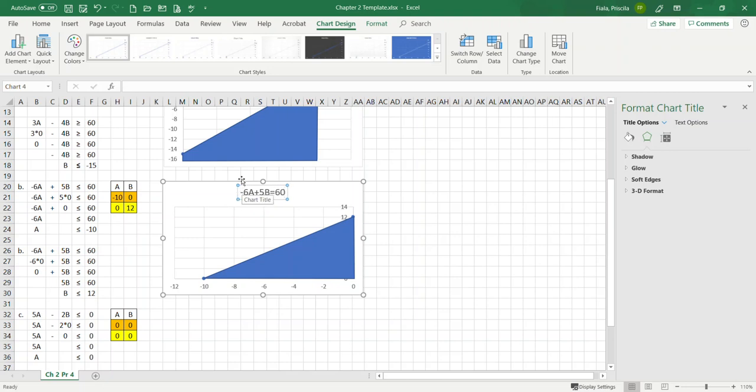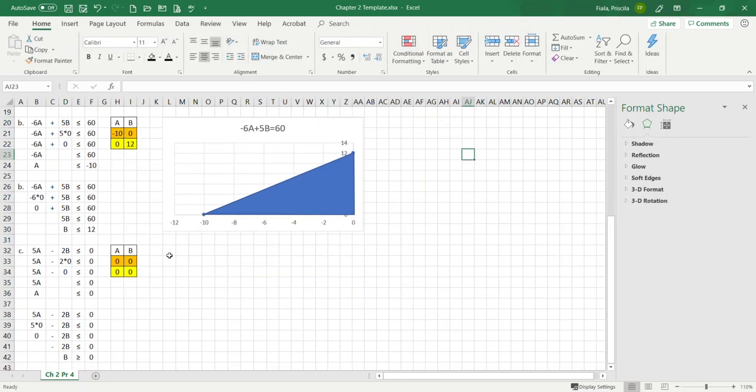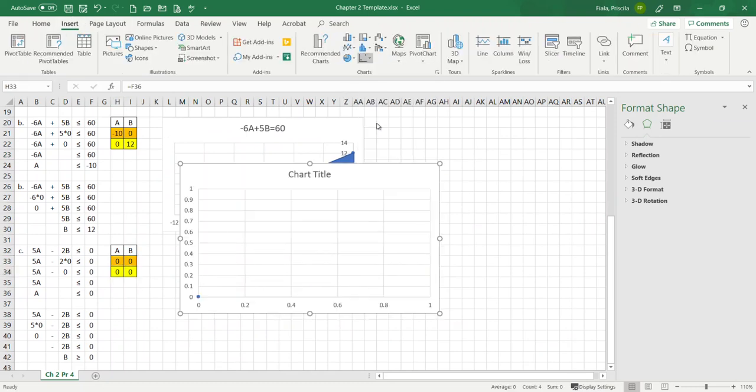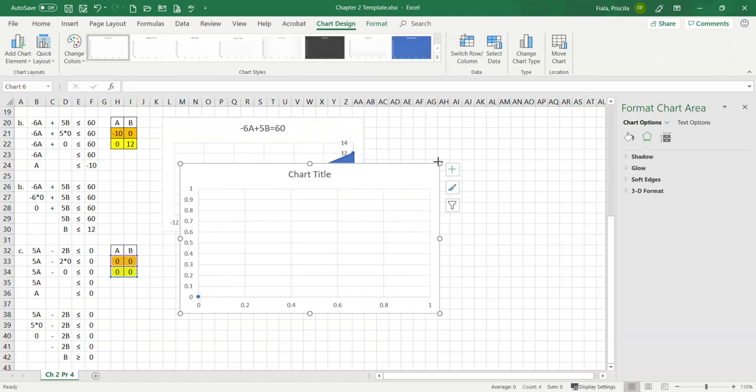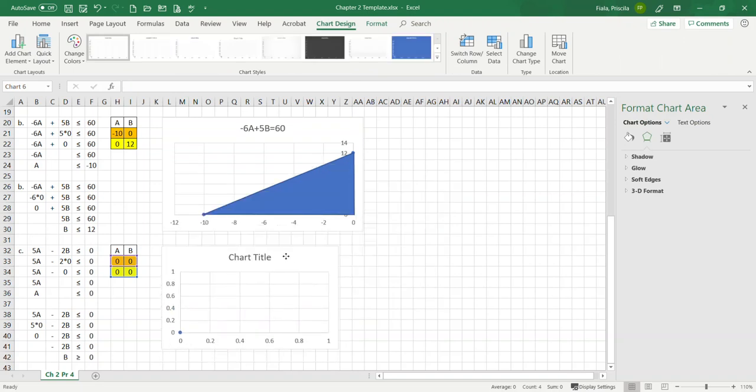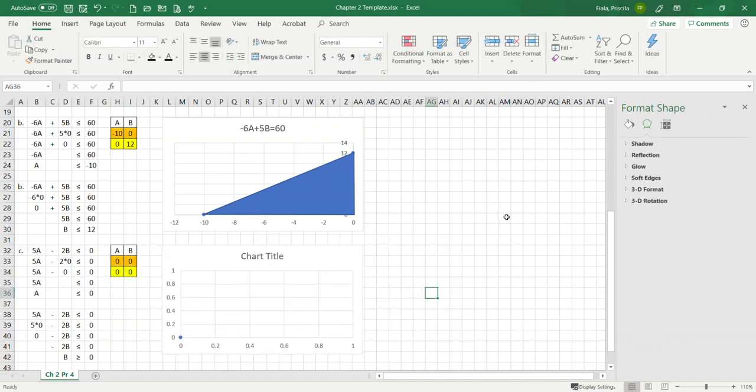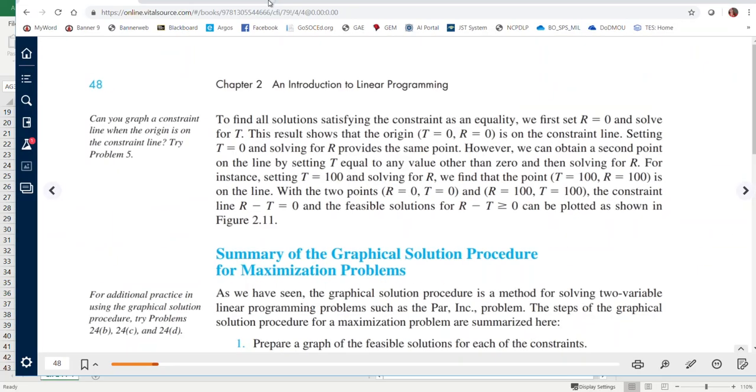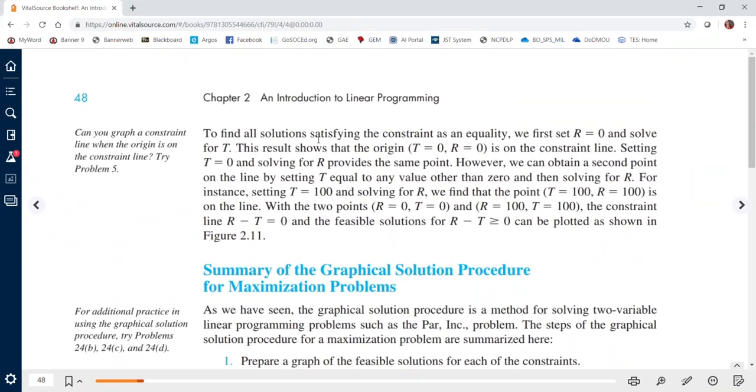There we go. Now for my last one, if you insert your graph right here, you're going to notice that your point is right at the origin. Do you see the little blue point? And then you think, okay, this is it, I'm done. Not necessarily. If you go to your book, on page 48, to find all solutions satisfying the constraint as an inequality, we first set R to 0, solve for t, and so on. And then it says, however, setting t to 0 and solving for r provides the same point.